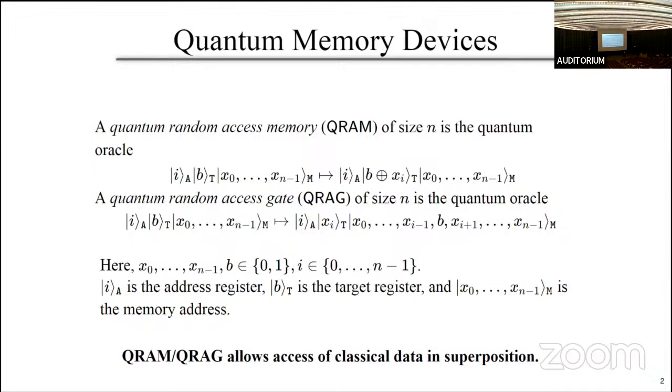We also have another type of gate called a quantum random access gate, which does something similar, but instead of only reading, it swaps a target register with a certain position of a memory in superposition. This can be seen as the equivalent of a read and write gate. QRAM and QRAG allow us to access classical memory in superposition.